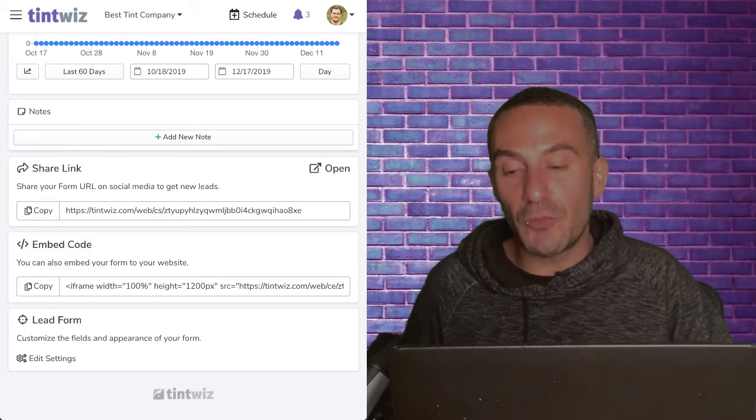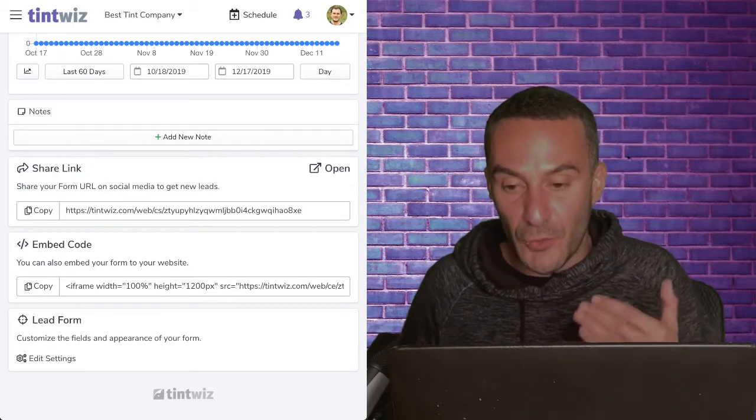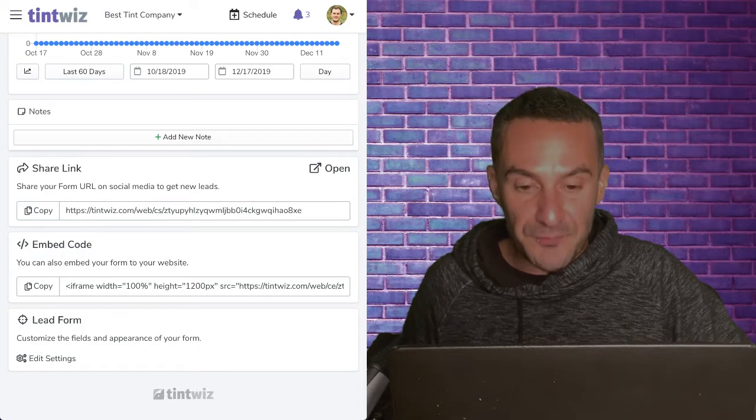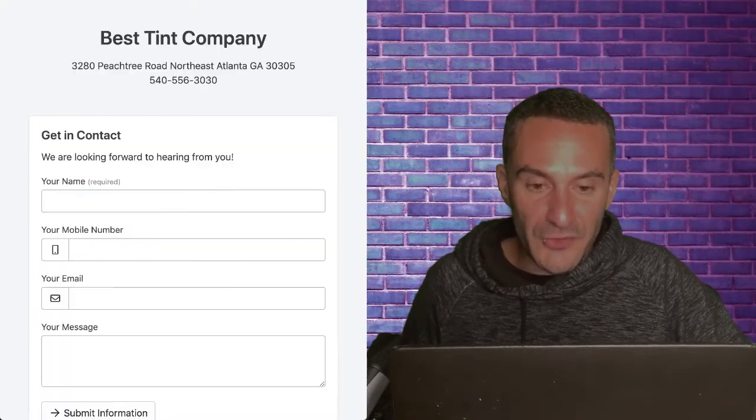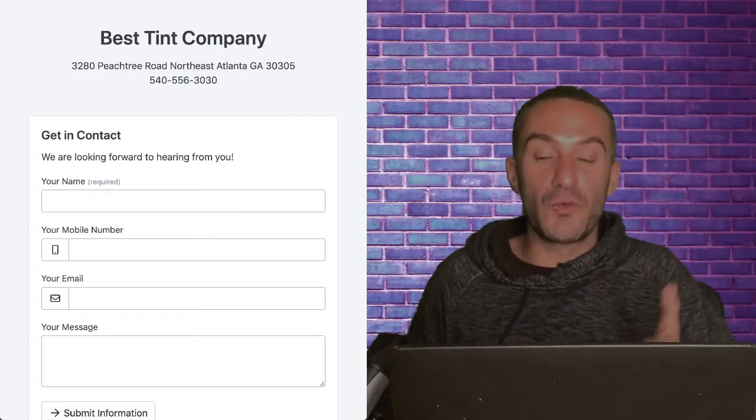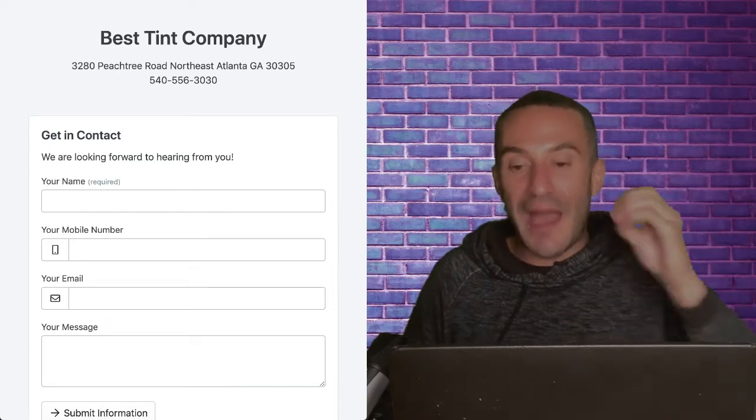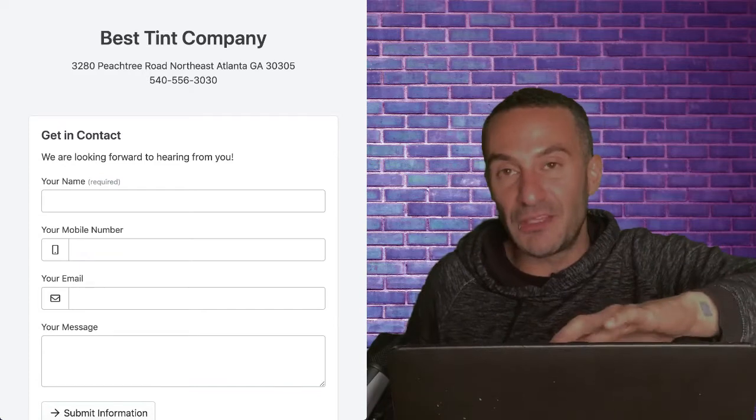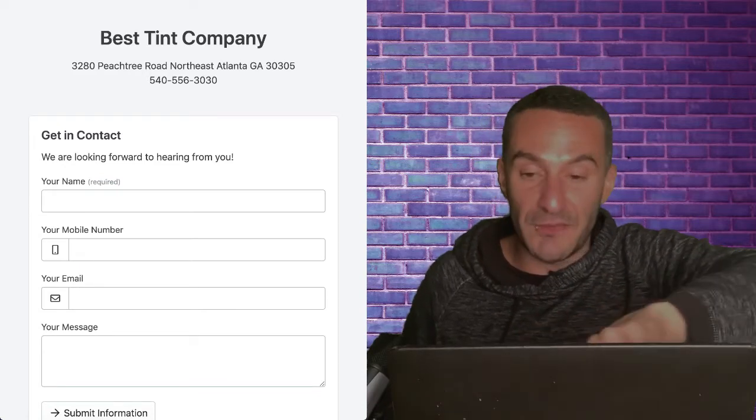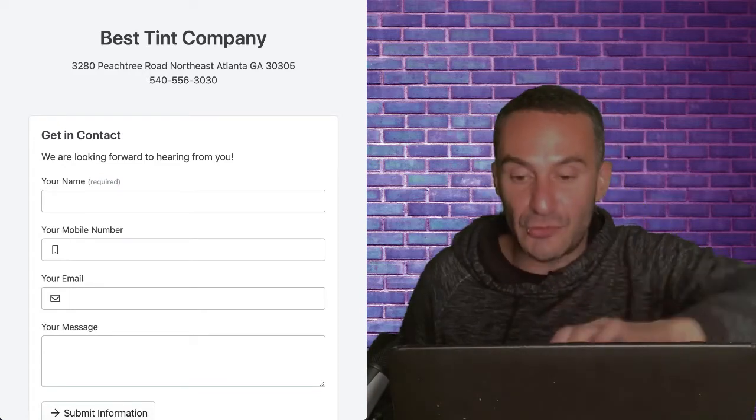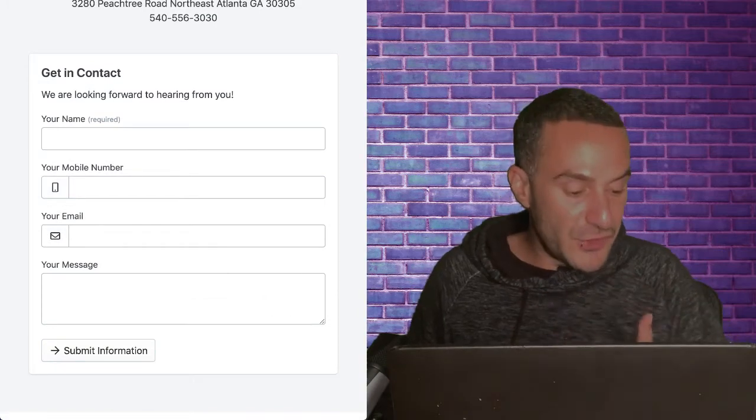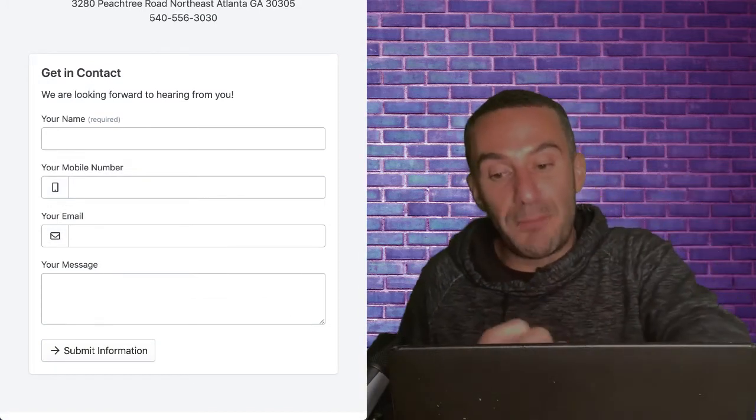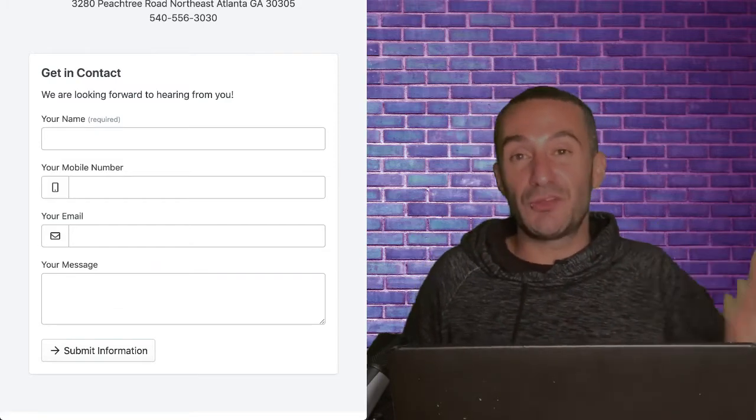First and foremost, I want to show you how these lead forms work. So we're going to do the share link. The share link is going to open a form. This is what the form looks like in its default state. I didn't do any customization. I don't have a logo in here. It just grabbed the information from Tint Wiz and it's showing me our test company, a test address, and the form, okay? This is an example of how the form looks when you link it, or you could embed this form on your website to replace your current contact form.